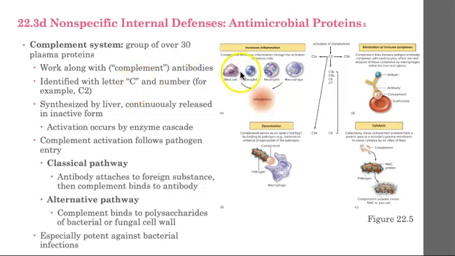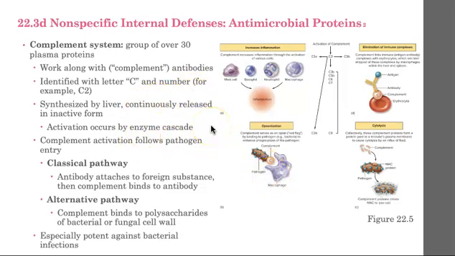So we are going to name these proteins using the letter C, and there will be a number that follows based on when they were discovered down the line. These complement proteins are synthesized by the liver and are continually released in an inactive form. And so we have to activate them in order for them to function properly, and an enzyme cascade takes place.